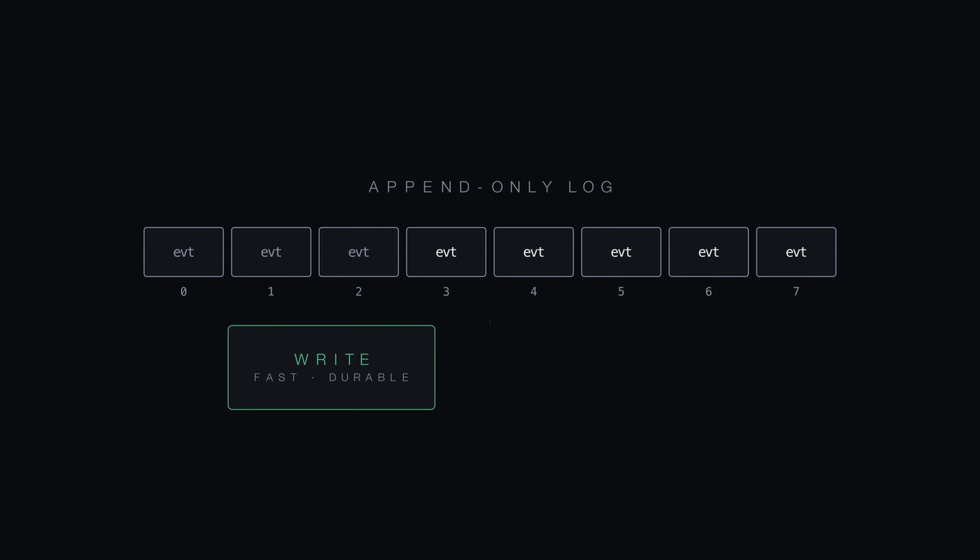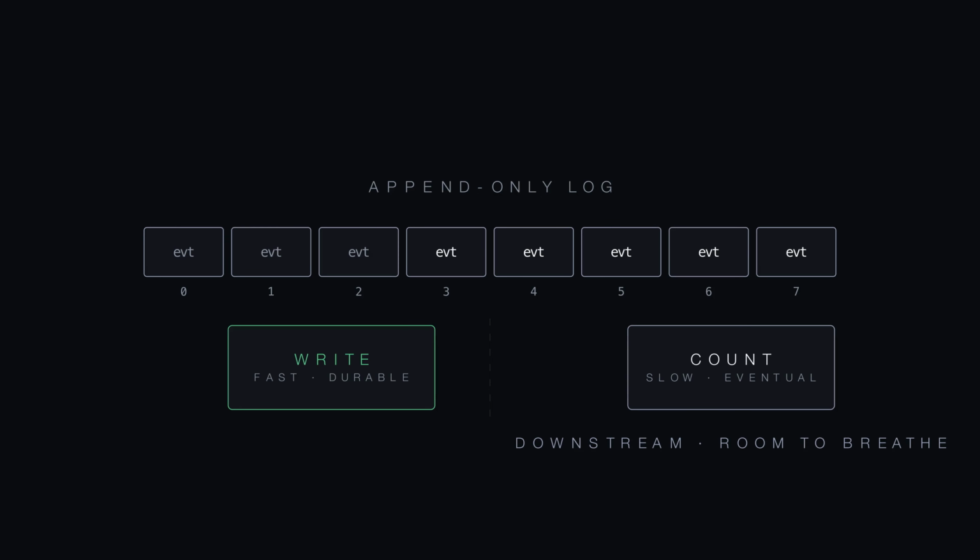This single decision is what every large counting system is built around. It splits the problem cleanly in two. Recording the event has to be fast and never lost. Counting the events is allowed to be slower and a little behind. Separating those two jobs is the whole game. The write stays simple, and all the hard work moves downstream where it has room to breathe.